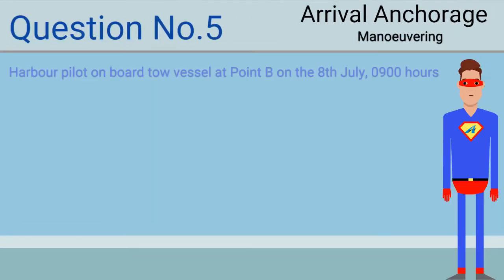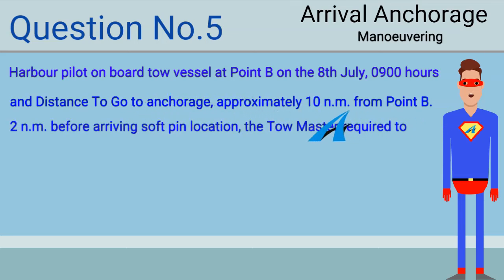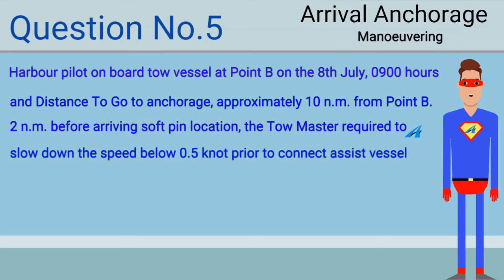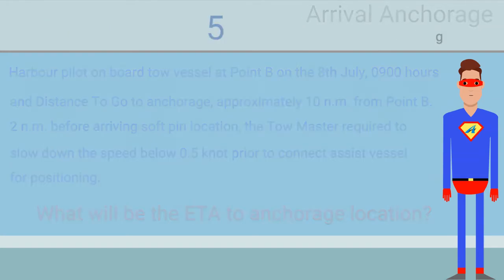Question number 5. Harbor pilot on board tow vessel at point B on the 8th of July, 0900 hours, and distance to go to anchorage, approximately 10 nautical miles from point B. 2 nautical miles before arriving soft pin location, the towmaster required to slow down the speed below half a knot prior to connect assist vessel for positioning. What will be the ETA to anchorage location?